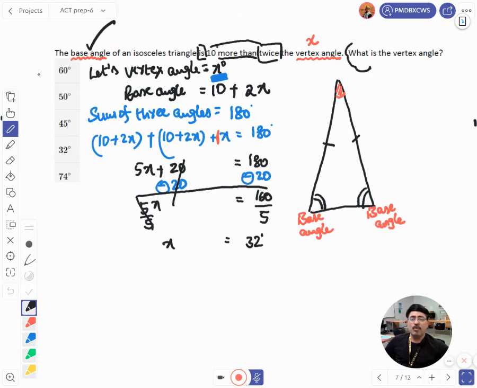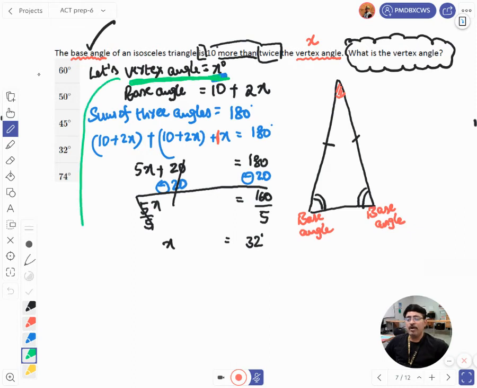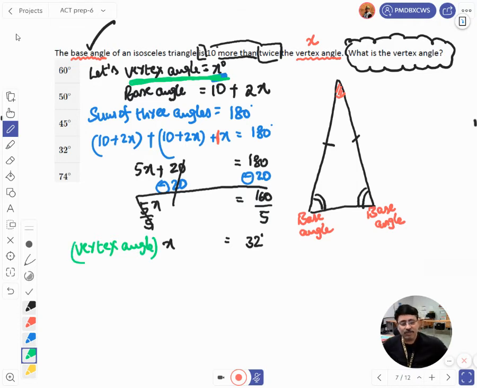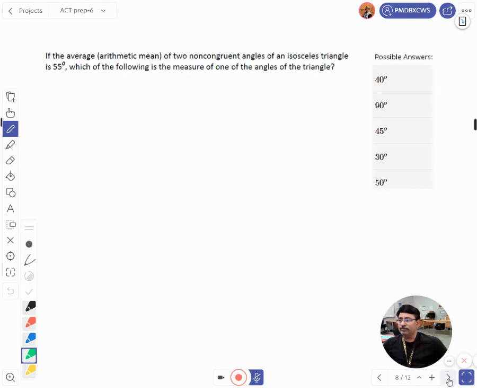Always read the question. The question is, what is the vertex angle? We assumed the vertex angle is x degrees. So we found the value of x. Therefore, we are done and we found what the vertex angle is. The vertex angle is 32 degrees. Anyhow, it's a straightforward question. So let me jump to the next one really quick.